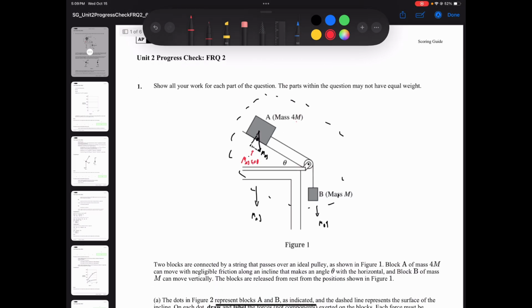Block A has a mass of 4m, so that's going to be 4mg sine theta. That's going to accelerate the system in this direction. That's a force going in the direction of the acceleration. And then the other force going in the direction of acceleration is m_B g, that's just mg. Now we're going to look at our whole system, our 4m plus m system.